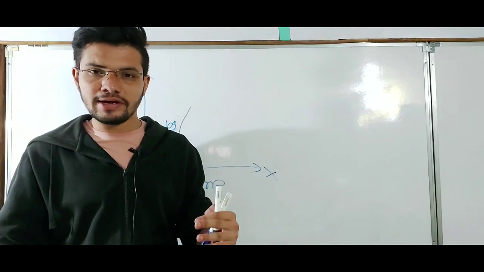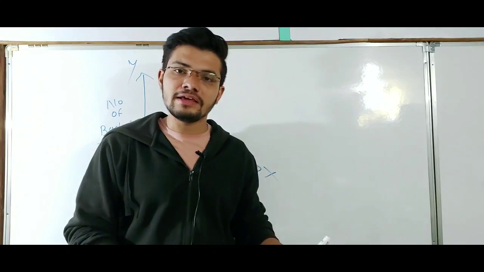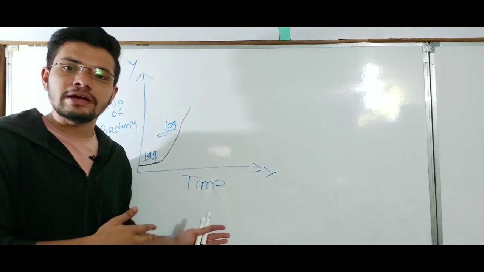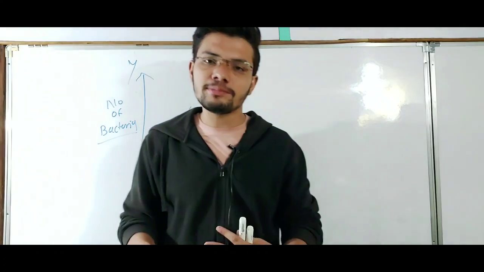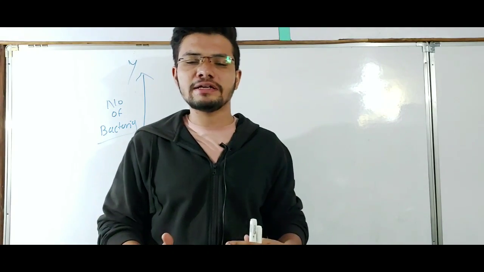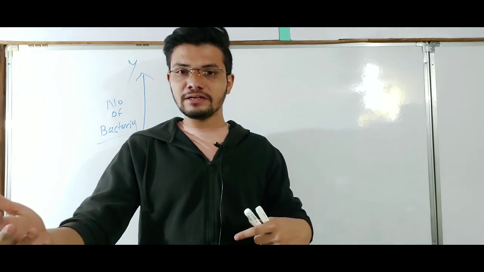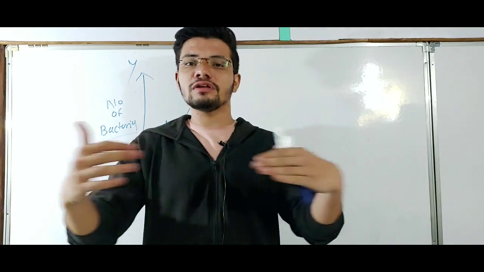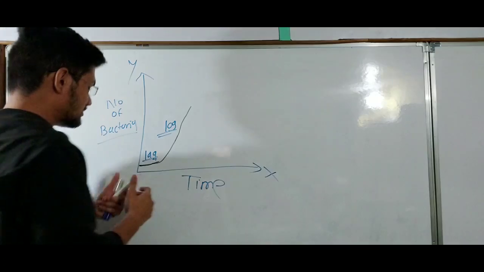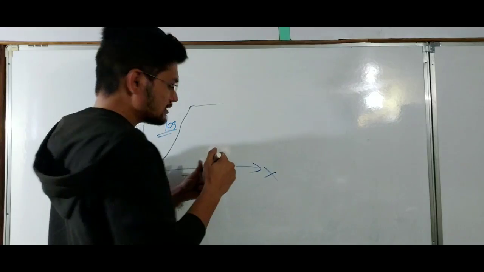The reproductive rate and the death rate are equal, because some cells are dying, they cannot grow because food is limited. Some cells are still reproducing, and it is the competition for the bacteria. So the reproductive rate and the death rate are equal. That's why the third phase is the stationary phase.